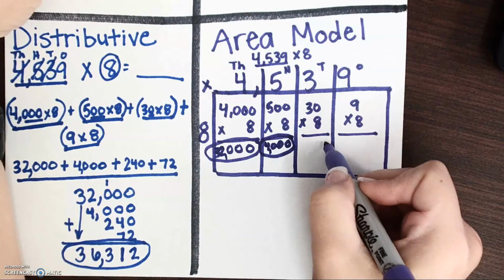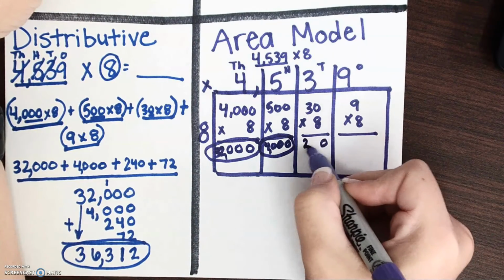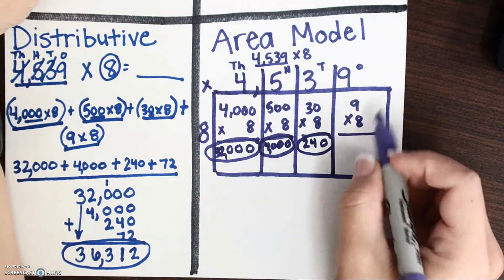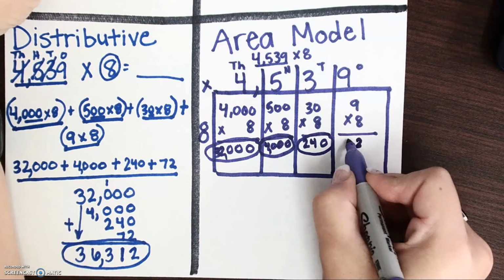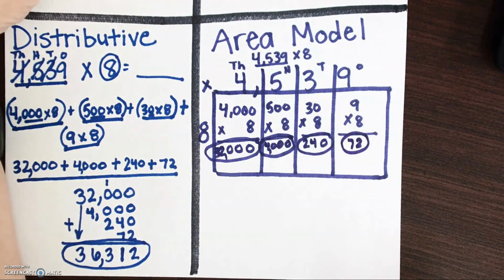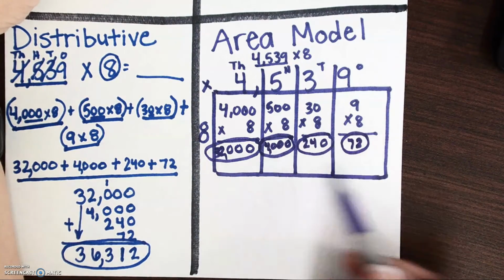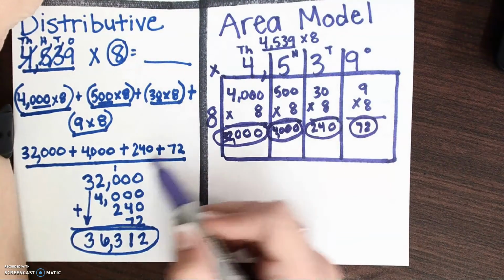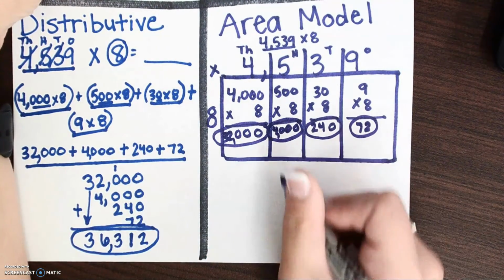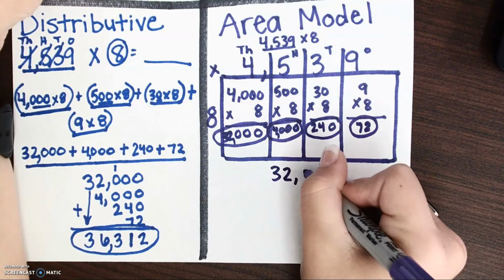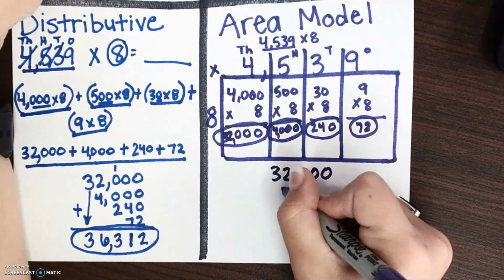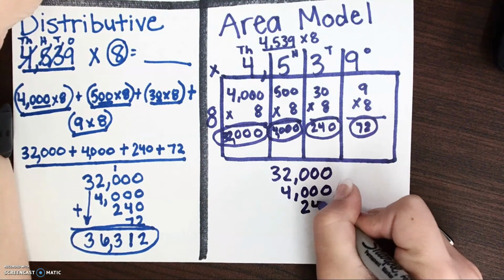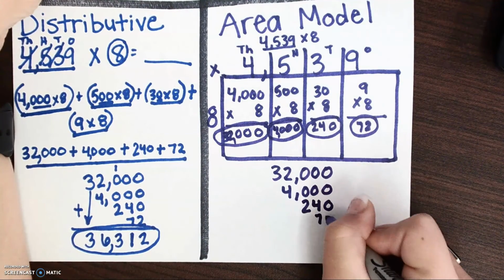Alright, 8 times 0 is 0. 8 times 3 is 24. There's another one of my answers for my box. And then 8 times 9 is 72. There's another section's answer. Now I have to take all of these answers and add them together, just like I did over here. So you can kind of see where they are similar to each other, these two strategies. So I'm going to line them up. Make sure they are lined up properly, guys. If you don't line them up the right way, you could get your whole answer wrong after going through all these steps to get to your final answer.